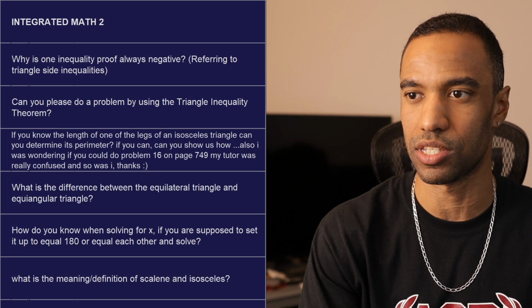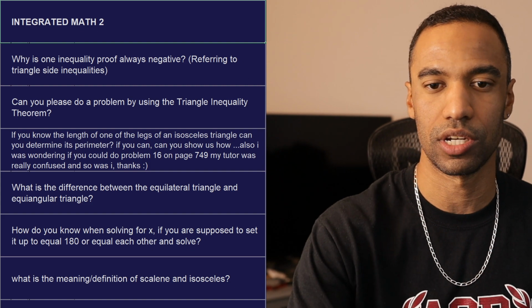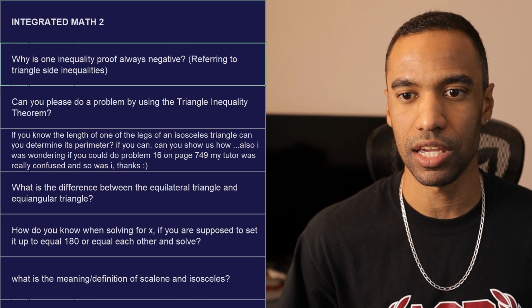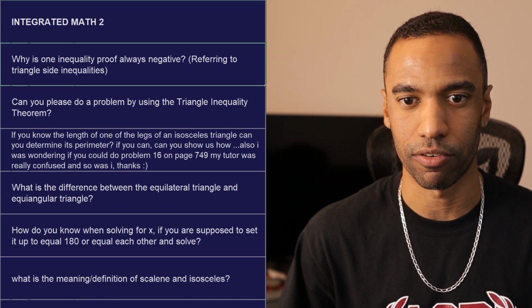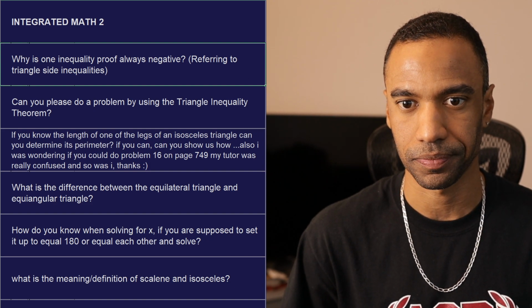So I'm going to go ahead and get started here. Like I said, only 6 questions. Let's see how fast this thing can go. Question number 1: why is one inequality proof always negative? Referring to triangle side inequalities.